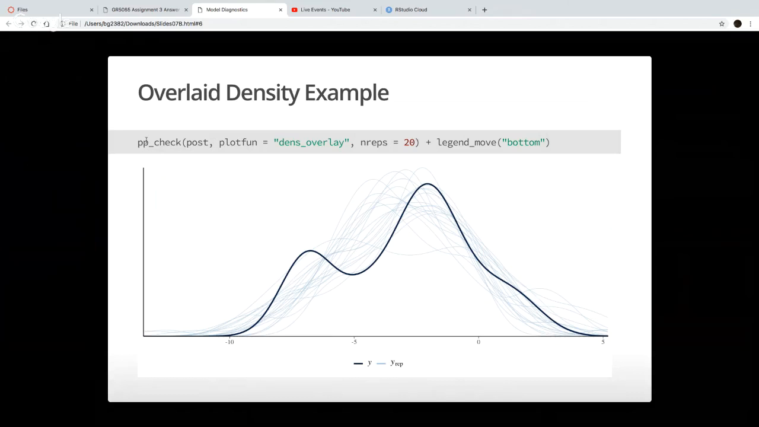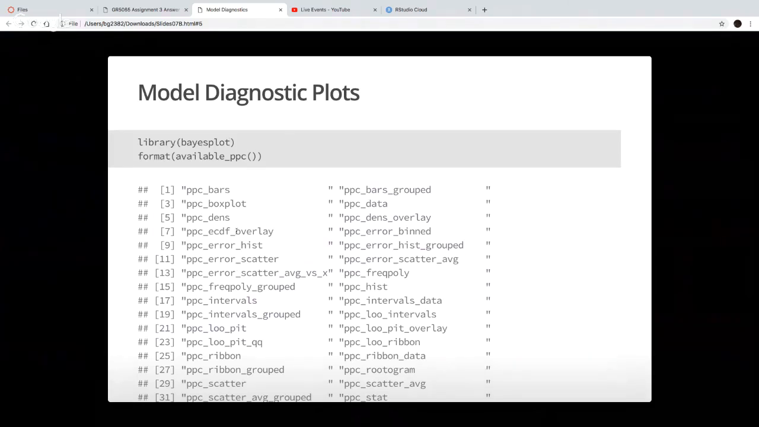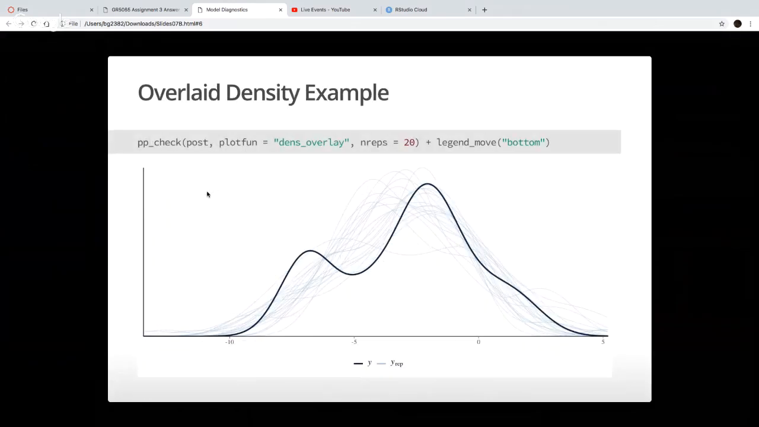And there's a method in RStanArm called pp_check for posterior predictive check, where you give it the result of your function that was fit in RStanArm, and then you say what plot function you want to do. So basically, you just take one of these things and remove the leading ppc_, just leave the rest of it. That tells you what to put for plot_fun, that string, and it'll make a plot like that.